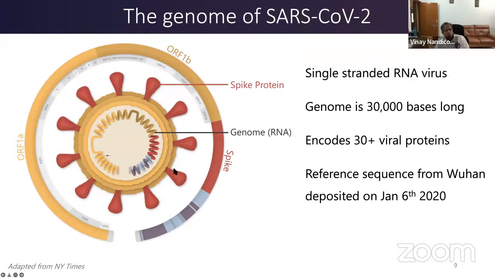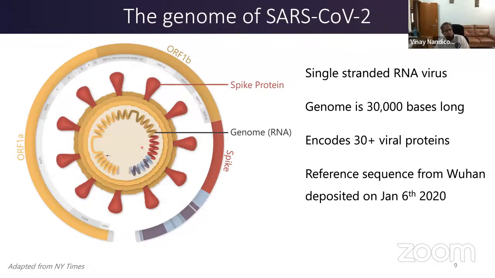So what you see on top here, the red thing on top here is what we call a spike protein. So what is the spike used for? As the name suggests, the spike attaches to a particular receptor on our cell called the ACE2 receptor, and eventually the spike gets cleaved and then the entry happens into our cells.